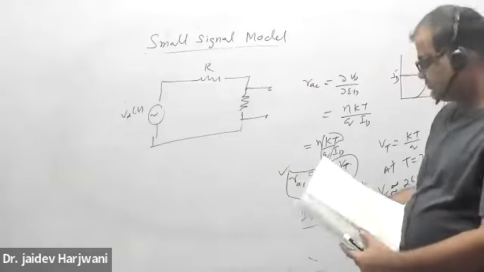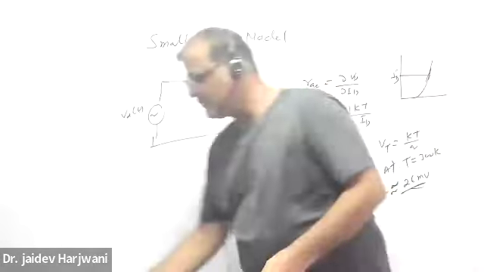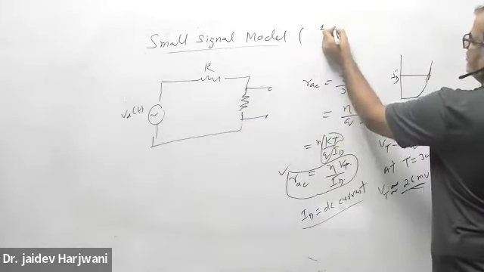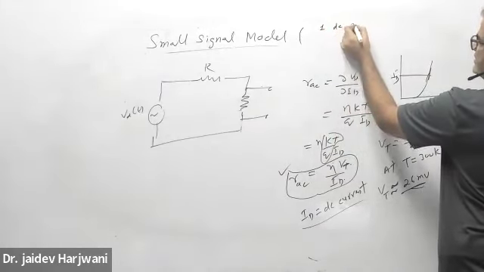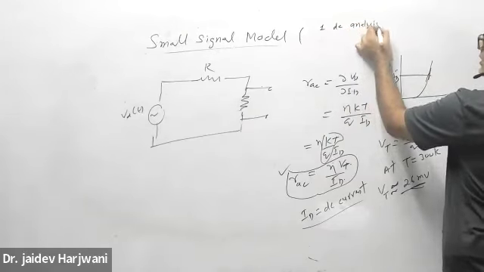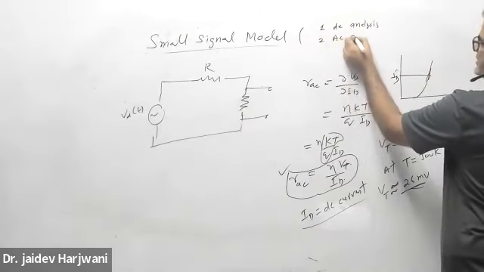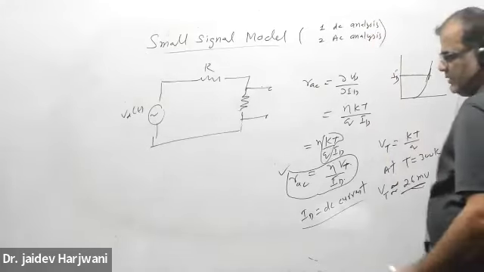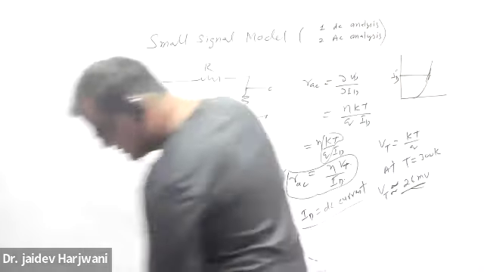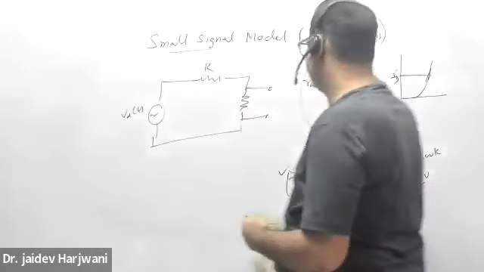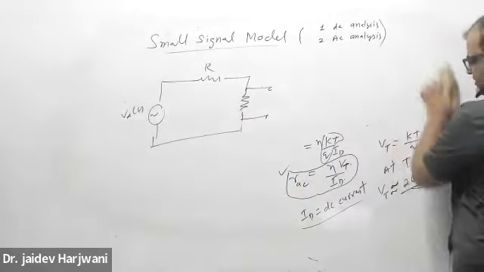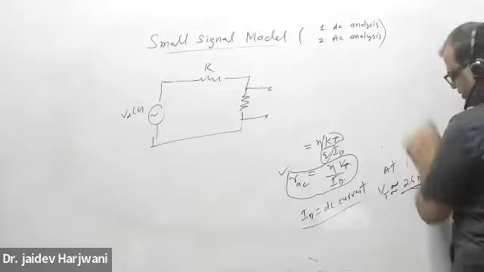So a small signal model means, number one, first you apply DC, you do DC analysis, and second you do AC analysis. And you know what is the meaning of DC resistance and AC resistance. So first we'll calculate DC resistance and AC resistance, and then we'll see how to solve the circuits.